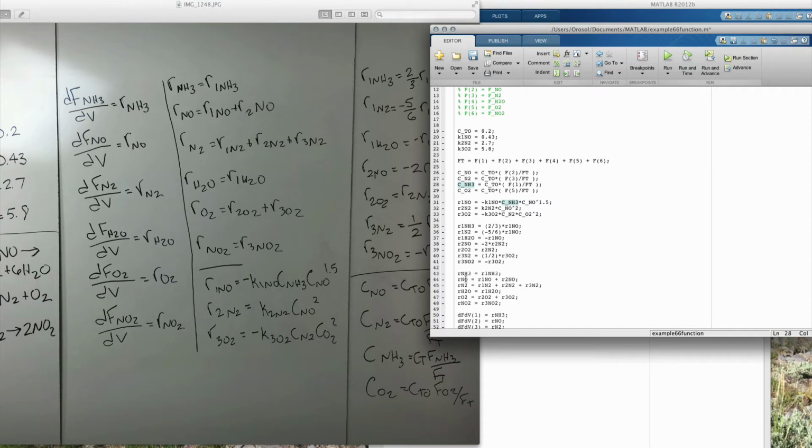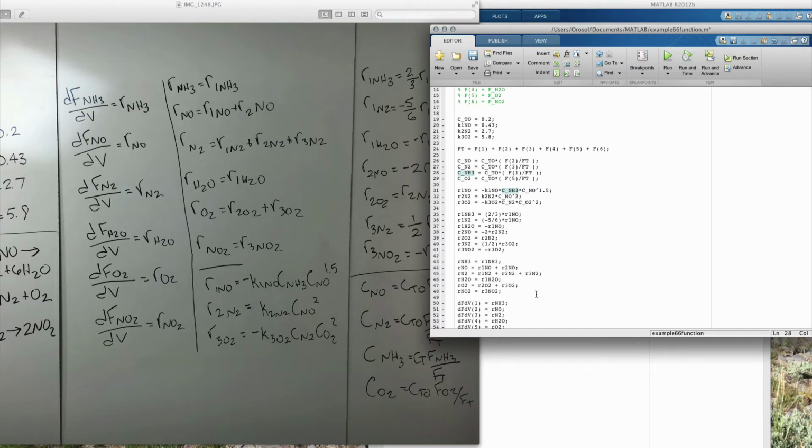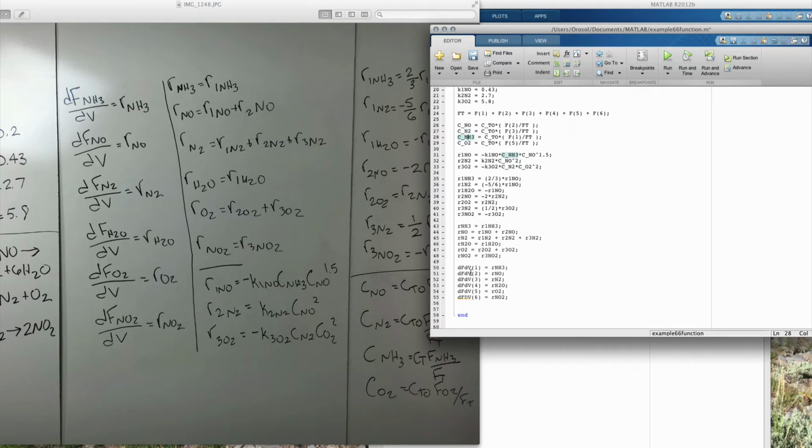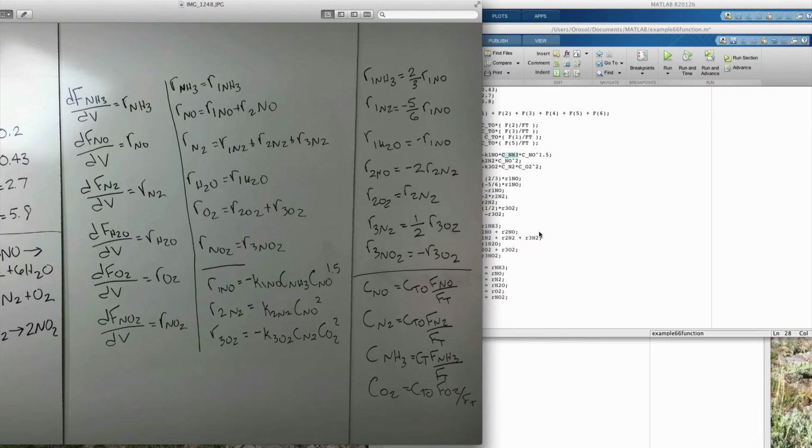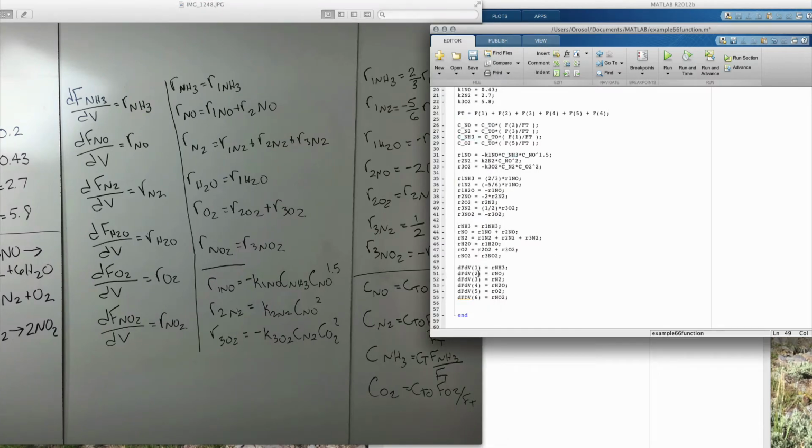We found that RNH3 was equal to R1NH3, RNO was equal to R1NO plus R2NO, and so on. And then finally, we have the differential equations that we're solving, right there. So df/dv1 is equal to RNH3, df/dv2 is equal to RNO, df/dv3 is equal to RN2, and so on.